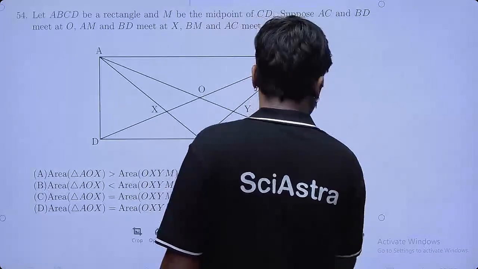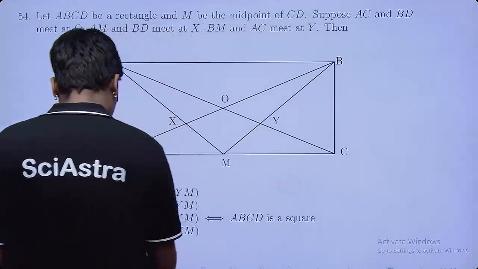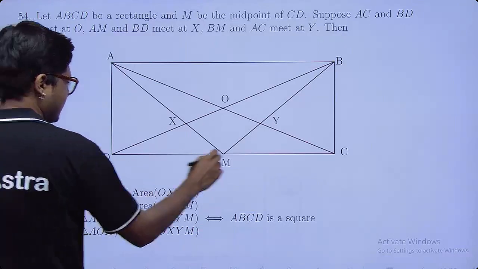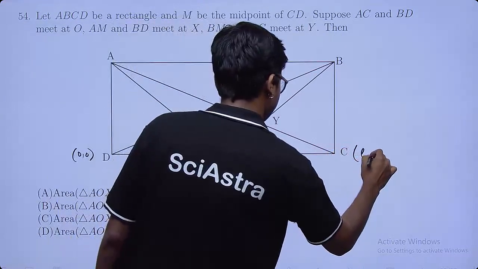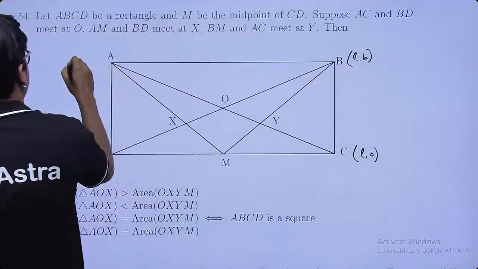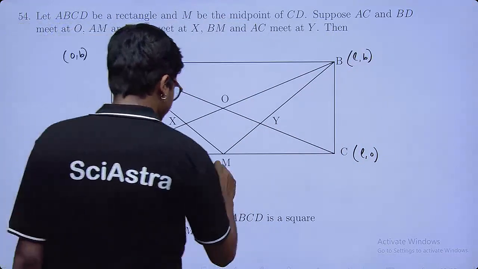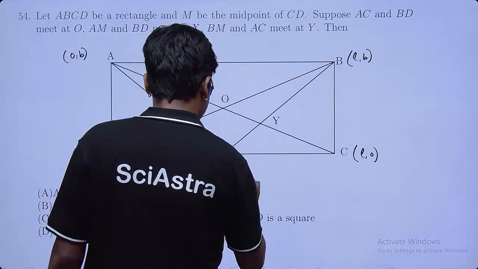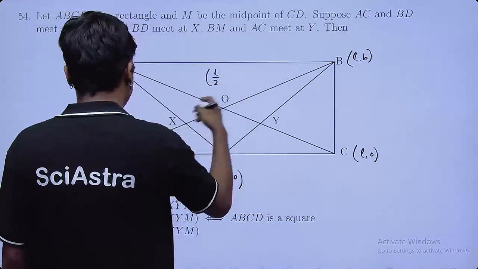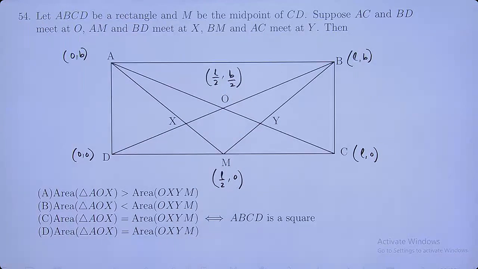All right. So we'll basically use coordinate bash for this one, okay? So if I write this as 0, 0, let's say length of the rectangle is L, this gives you L, 0. This will be some L, B, this is going to be some 0, B, right? Which means this midpoint M is nothing but L by 2, 0. What is O? O is the midpoint of the diagonal, right? So L by 2, B by 2. So we get these two, right?